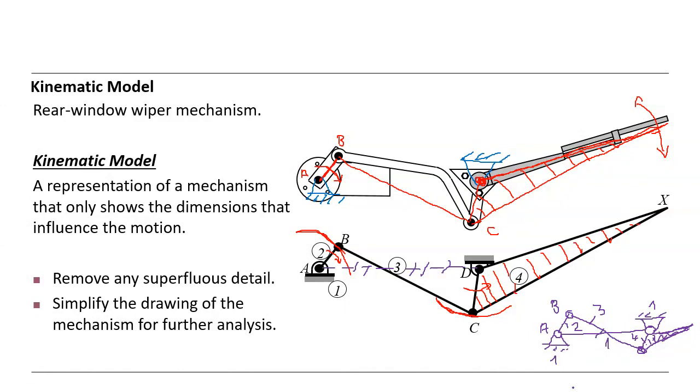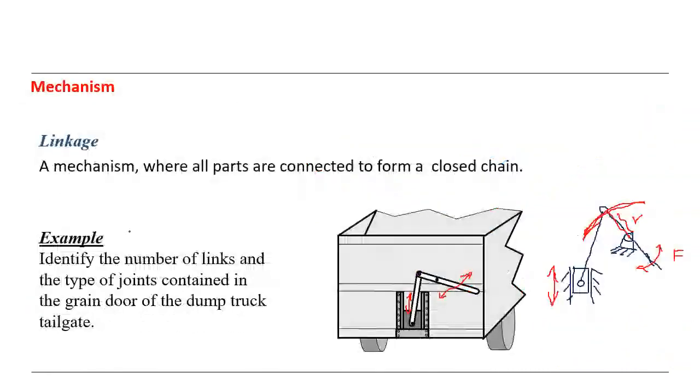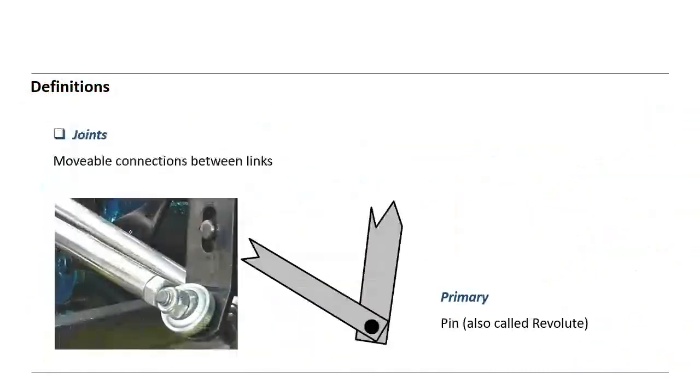So we have a mechanism that consists of 4 bars. That means here the bar 1 and 2 and 3 and 4. This is a 4 bar mechanism. It consists of 4 bars, and all of the joints are revolute joints, as you see here. Pin joint or revolute joint, like we said here.